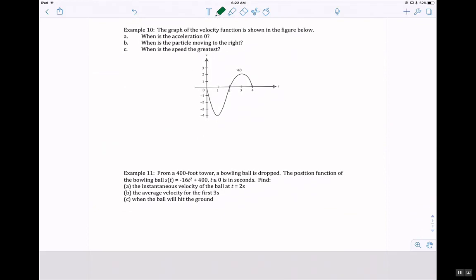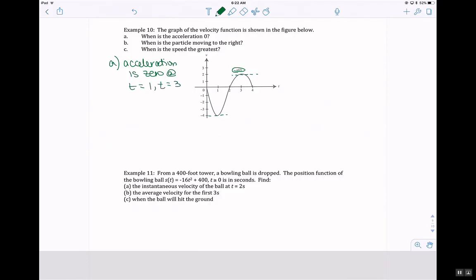So now let's take a look at example 10. The graph of the velocity function is shown in the figure below. When is acceleration equal to 0? Acceleration is equal to 0 when v of t has horizontal tangent lines. V of t has horizontal tangent lines at t is equal to 1 and 3. And this is because I'm on the v of t graph. So acceleration is 0 at t is equal to 1 and t is equal to 3.